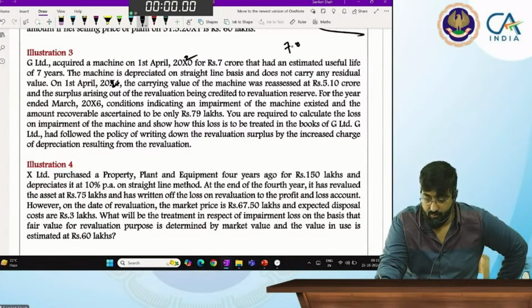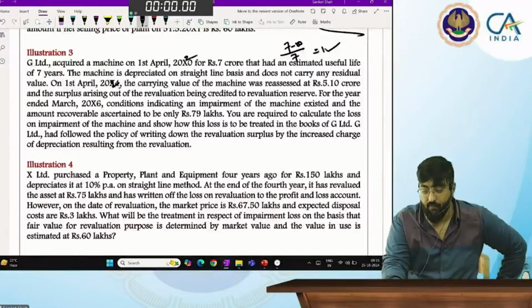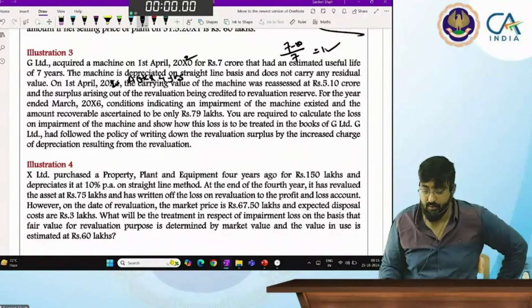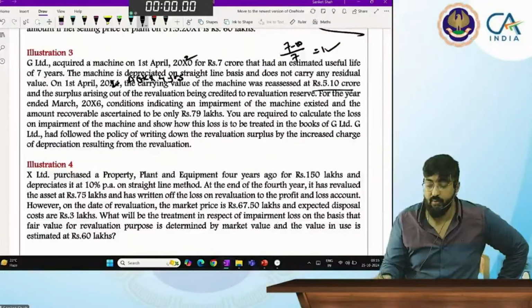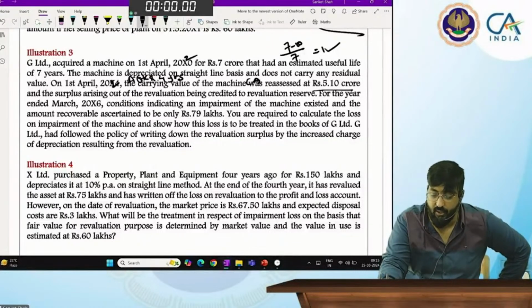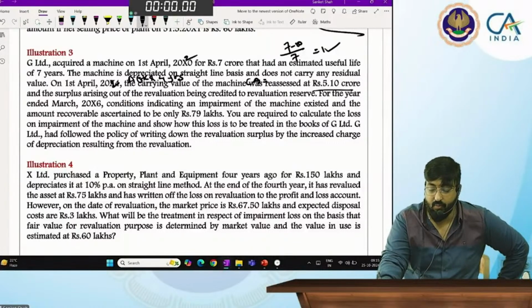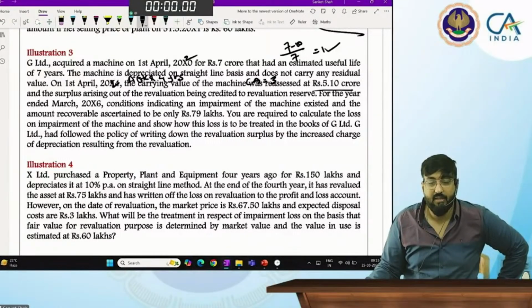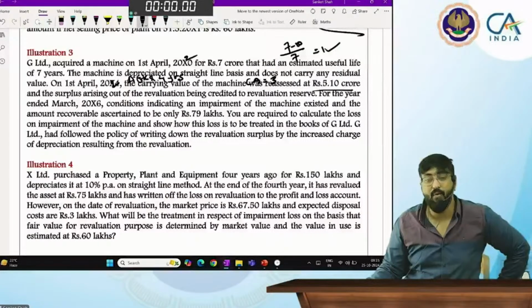1 crore, 1 rupee depreciation on 1st April 24. मतलब आफ्टर हाउ मेनी इयर्स बेटा? 4 years. तो 4 years के बाद मशीन की वैल्यू, कैरिंग अमाउंट कितनी होनी चाहिए थी? 7 minus 4 depreciation ना. 3 crores. 3 rupees is your carrying amount. 4 साल का 4 रुपए depreciation, correct? So after 4 years your carrying amount is 3 rupees.